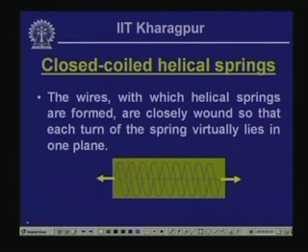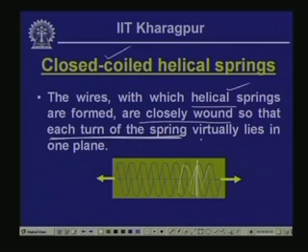Well, let us look into the behavior and characteristics of closed coil helical springs. Why do we call this a closed coil helical spring? Basically, as you can see, this is a wire which is forming a helix, and we call that a helical spring. When this wire is wound in such a way that each turn of this helix virtually lies in the same plane, so that each turn of the spring lies in one plane, and since they are very closely wound, we call this kind of spring a closed coil helical spring.